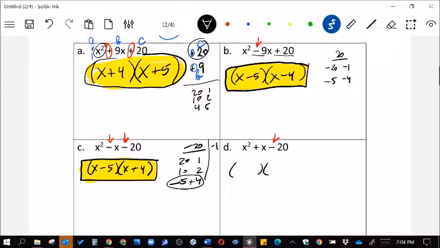Well, we're still going to use the same basic method, which is x and x. And so at negative 20, well, I have 20 and 1, and one of them would be negative. 10 and 2, one would be negative. 5 and 4, one would be negative, but we need to add up to make a positive 1. And in this case, the 4 would be negative, and that would give us a positive 1 if we add them. So we're going to do x plus 5 and x minus 4.